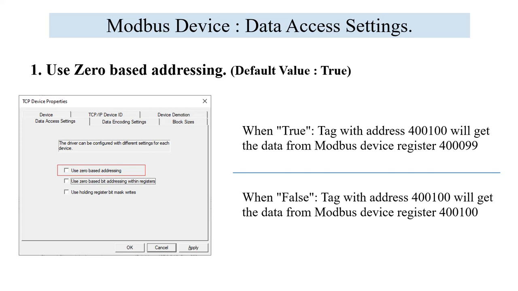Effect of this setting is for all address types, that is coils, inputs, holding registers and internal registers. Default value of this setting is true, but in most cases you will have to uncheck this setting and make it false.